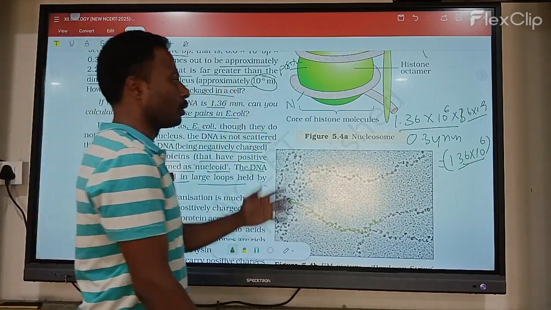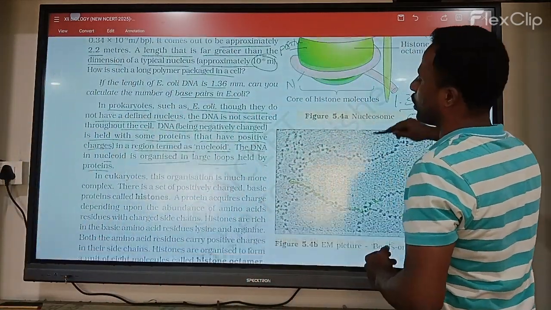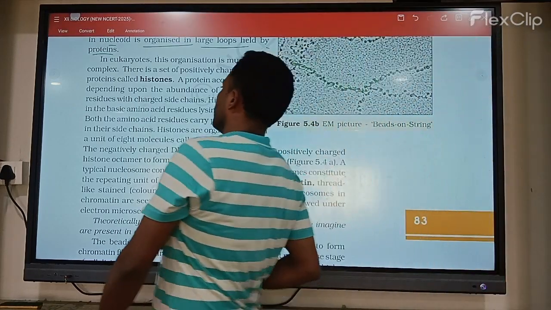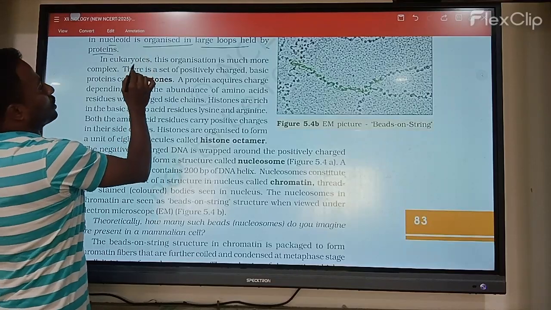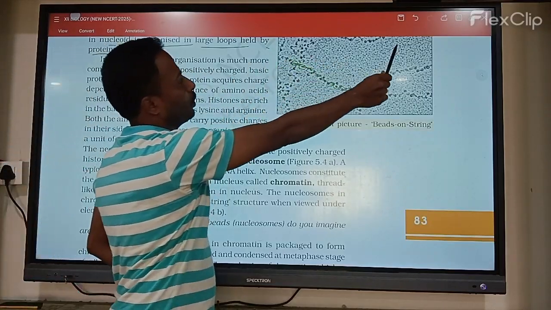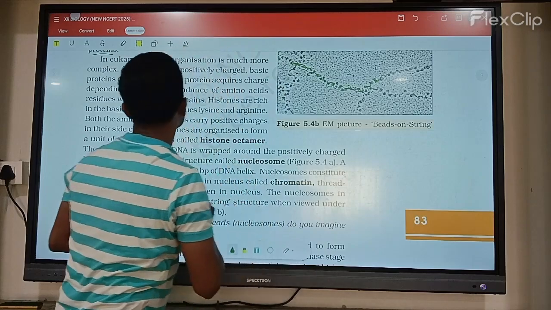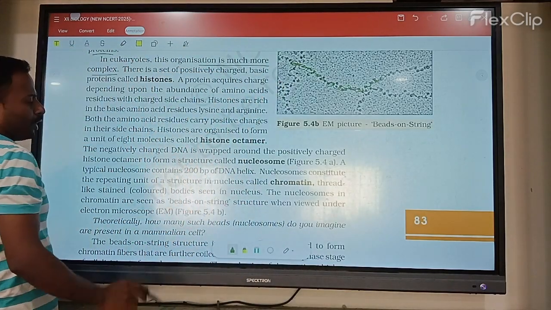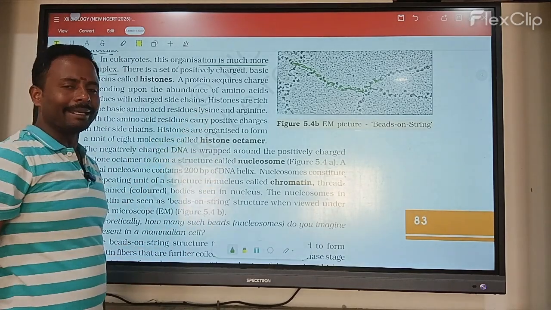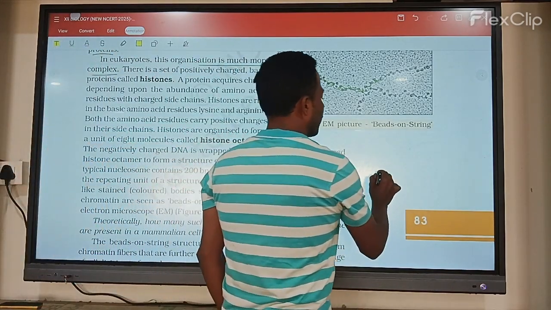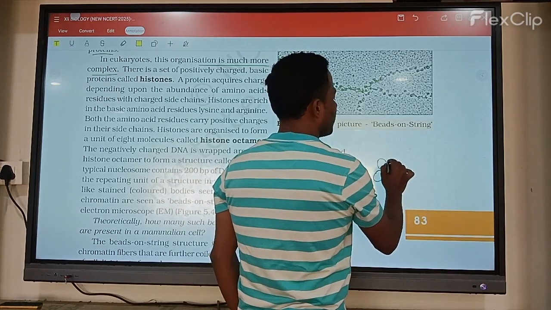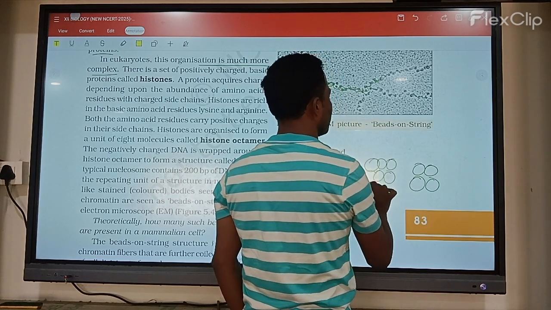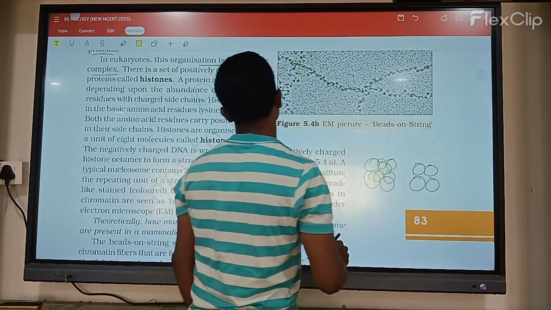Let us see how they are packed in prokaryotes as well as eukaryotes. Let us see eukaryotes first. In eukaryotes, the organization is more complex. When you observe the eukaryotic nucleosomes, they are arranged in a complex manner.